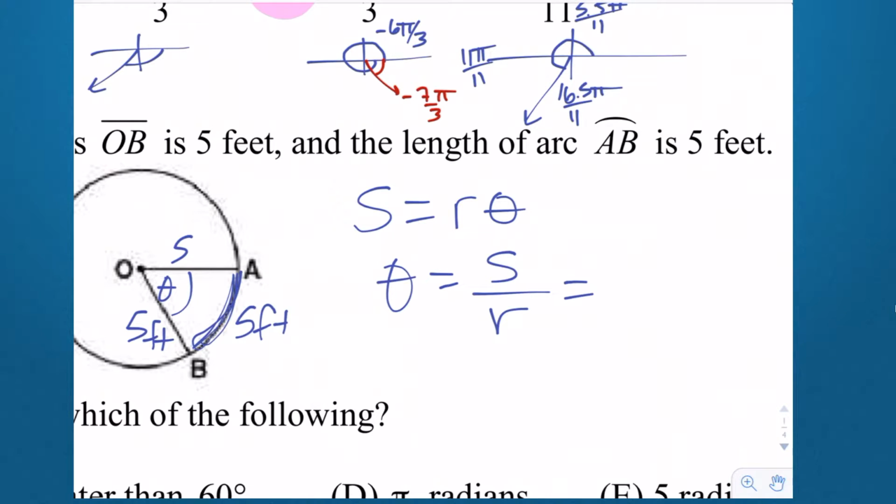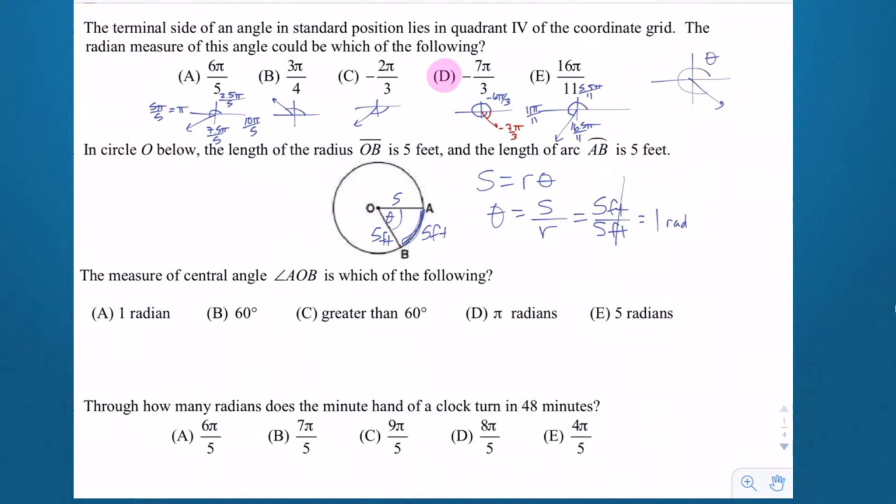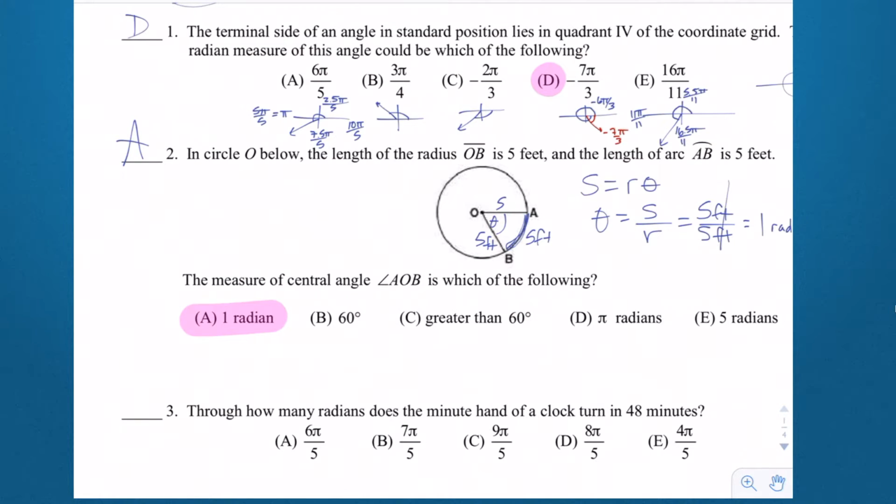What's the arc length? 5 feet, and I know my 5 looks like my S. And then the radius is also 5 feet. So not only do the units divide out, sort of the numbers, and we're left with 1 radian. That's the definition of a radian. So on tomorrow's test, maybe the answer is not 1 radian. Maybe the arc length is 10 feet, right? And the radius is 5, in which case the measure would be what? 2 radians, okay? Something like that.